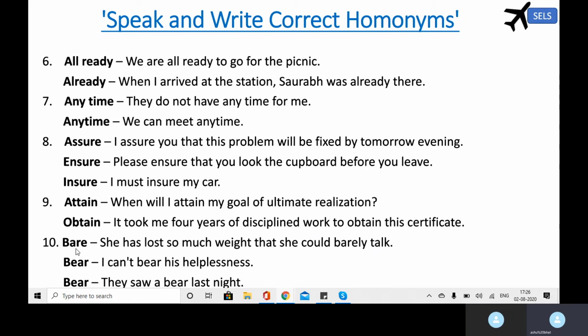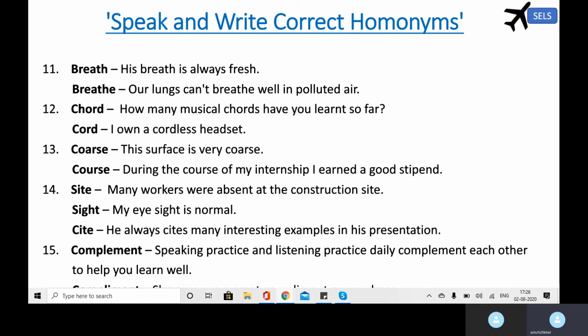All right. Now, another important list here is breath and breathe. We know it for sure. Breath is what you take in. You breathe a breath. And this breathe is a verb form, and this breath is noun form. So see the sentences, you will go through it.